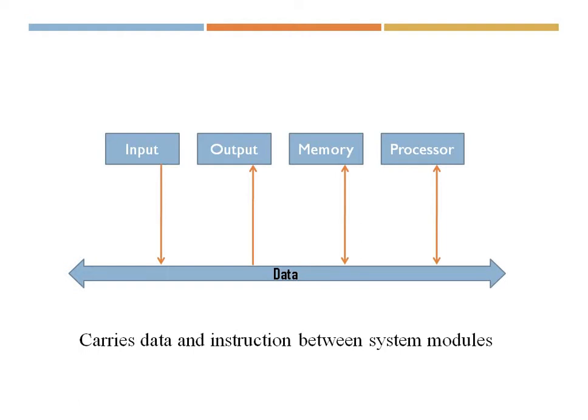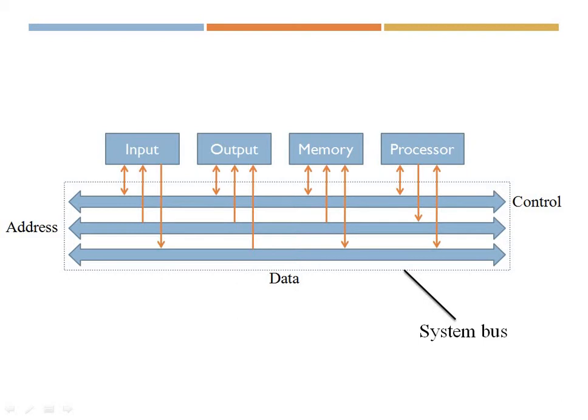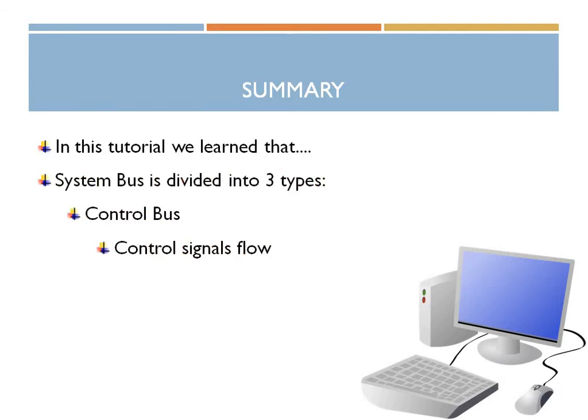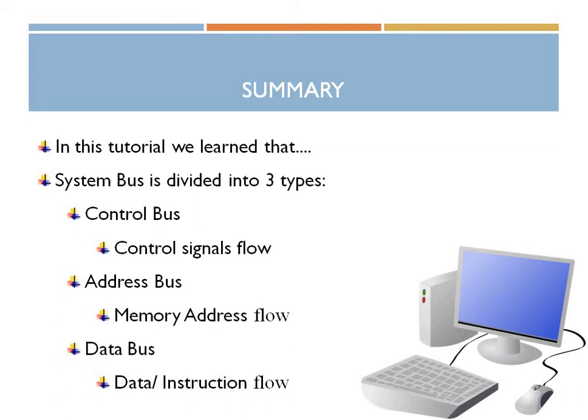So I can summarize this by saying that the data bus is bidirectional for my memory and processor, whereas it is unidirectional for my input and output devices. This as a whole is my system bus, which consists of the control bus, address bus and the data bus. In this tutorial we learned that the system bus is divided into 3 types: the control bus for controlling signal flow, the address bus for memory address flow, and the data bus for data and instruction flow.